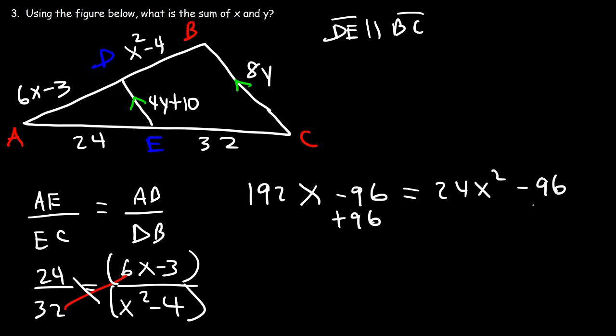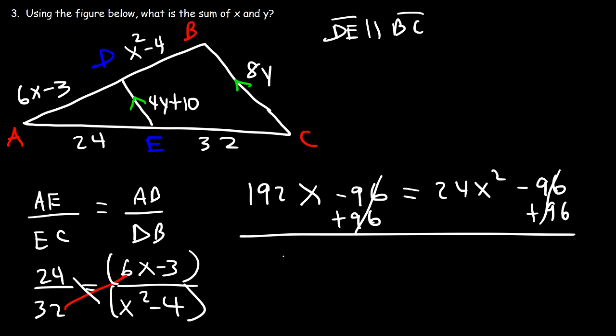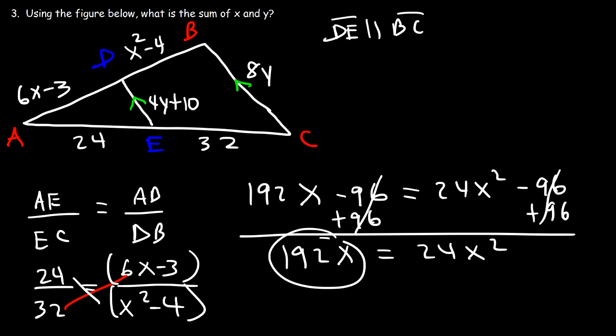So now, let's add 96 to both sides. So both of these will cancel. And so we'll have 192x is equal to 24x squared. And I'm going to take this and move it to the other side so that we can factor. So we can get two answers for x as opposed to one answer for x.